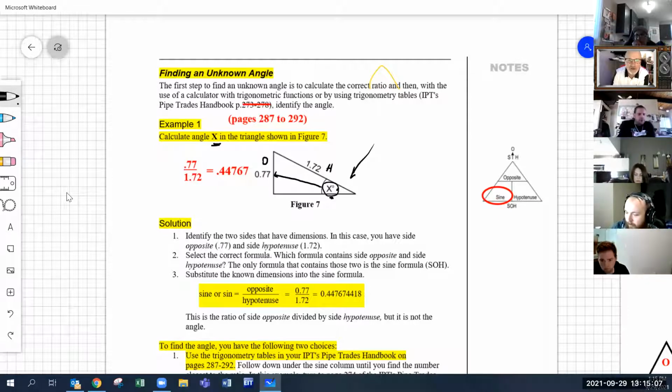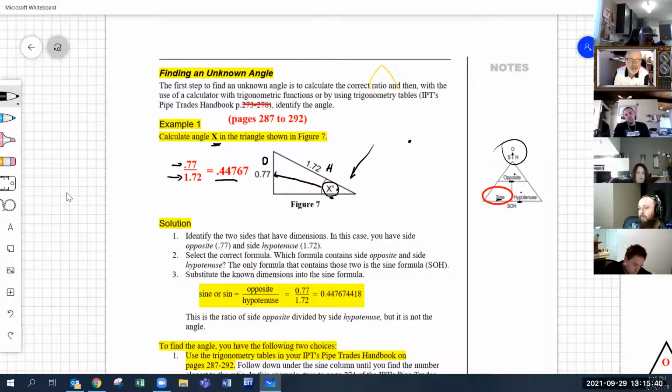We want the angle. So it's going to be SOH. So we're going to use the sine, opposite over hypotenuse, SOH. Okay, so that's how you start. You start by figuring out which formula you're going to use. Now, it says in here, what do we got? We're going to take the opposite and divide it by the hypotenuse. So the opposite is 0.77 divided by the hypotenuse. And it gives us a number here.